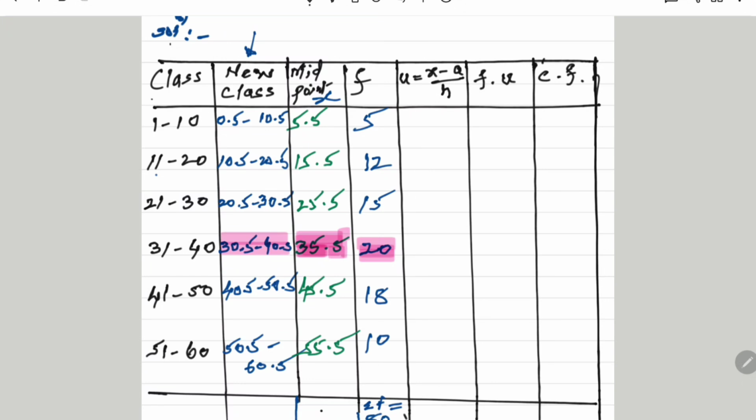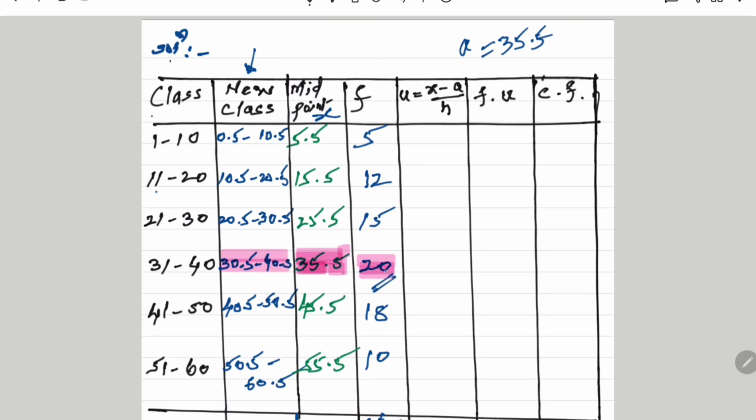Next, as we have to perform mean by step deviation, we find out u as x minus a divided by h. What is a? A is the assumed mean. And for that, we see the maximum frequency. What is the maximum frequency here? It is 20. The corresponding value of x is 35.5 and therefore we consider the assumed mean as 35.5. And then first of all we find u for this maximum frequency. Therefore, value of x is 35.5 minus a, 35.5, divided by h. H is here 10. Therefore, we get 0 by 10 as 0.